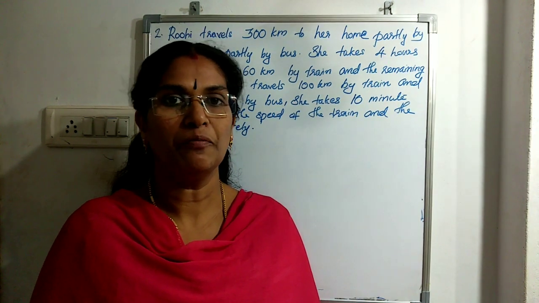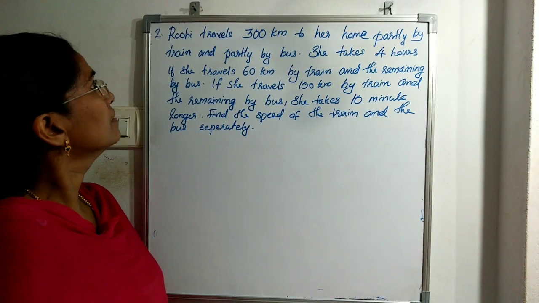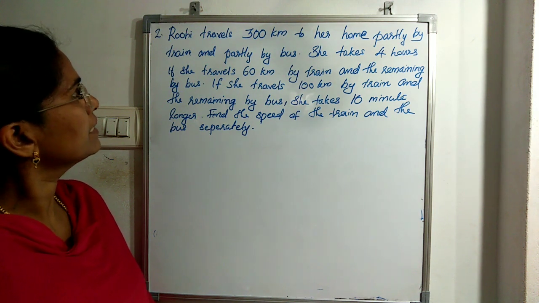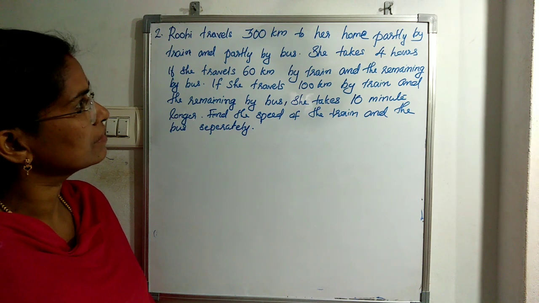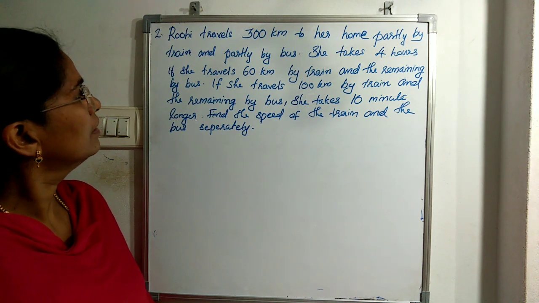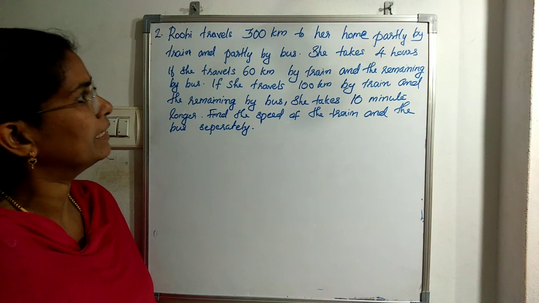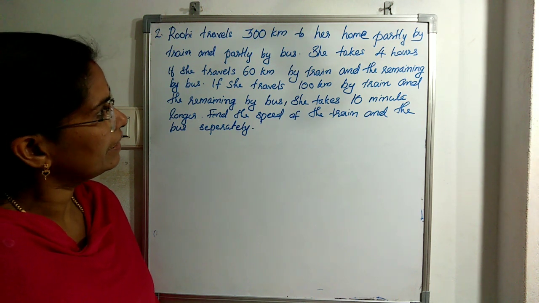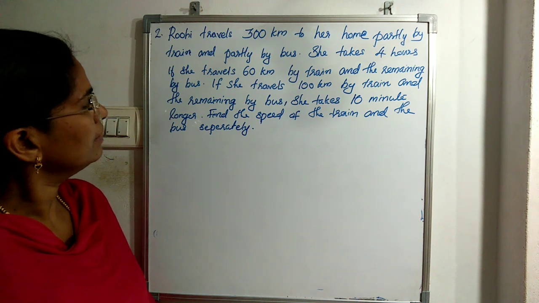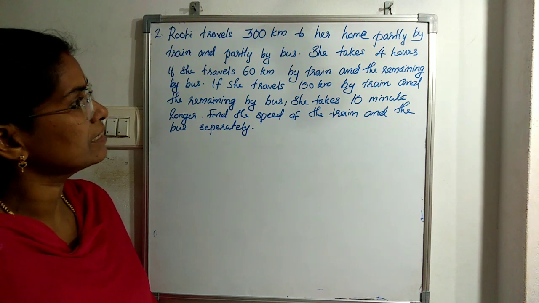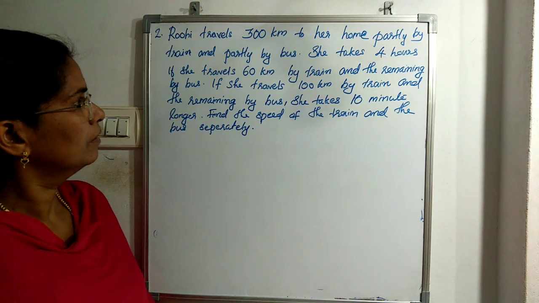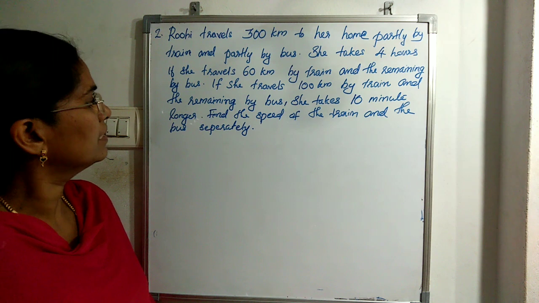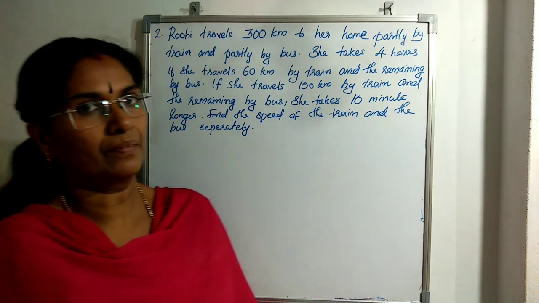Now we can solve one word problem. That is, Ruhi travels 300 km to her home partly by train and partly by bus. She takes 4 hours if she travels 60 km by train and the remaining by bus. If she travels 100 km by train and the remaining by bus, she takes 10 minutes longer. Means 4 hours and 10 minutes. Find the speed of the train and the speed of the bus separately.